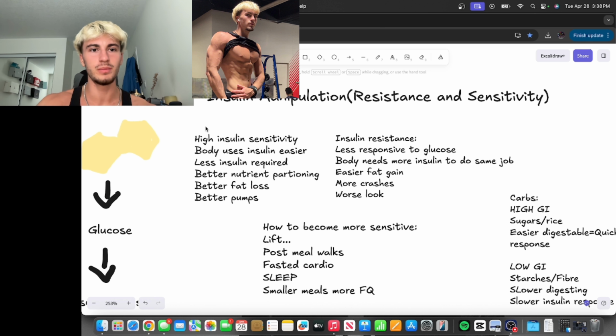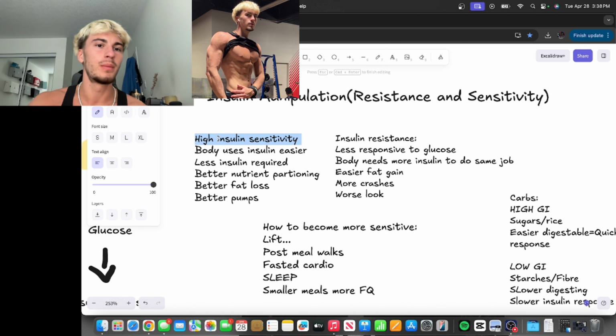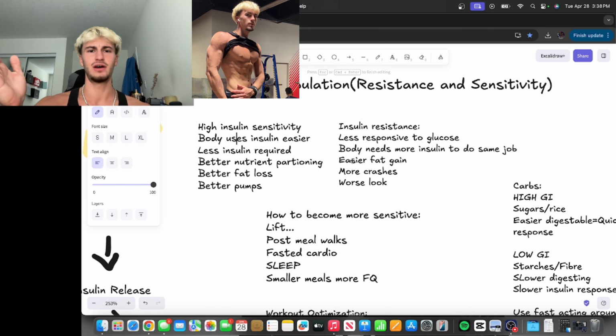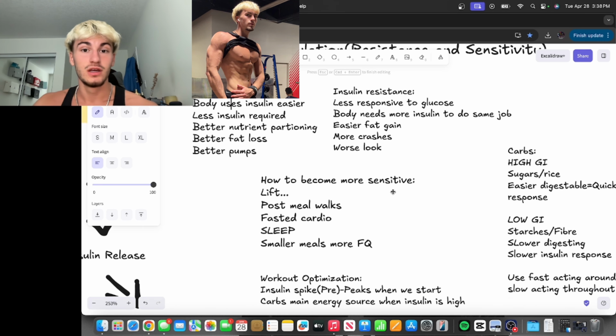So we want to be insulin sensitive. We want our bodies to react to insulin better, use less to do the same task, right? Pretty much the basics. How do I become more sensitive? Well, let's talk about it.